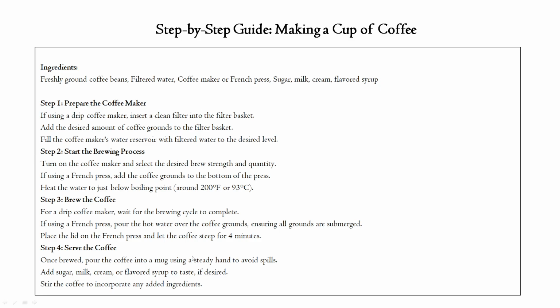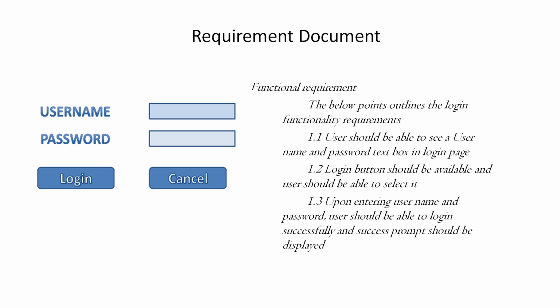Do you remember I was talking about how to prepare coffee in a coffee machine? How will you plan to test the coffee machine? If you are about to test whether the coffee machine is giving back the coffee or not, then we need to come up with some steps. Step one, prepare the coffee maker. Step two, brewing process. Step three, brew the coffee. Step four, serve the coffee. Similarly, if I'm about to test a coffee machine, I need to have these kinds of steps to actually test it. Same for software testing.